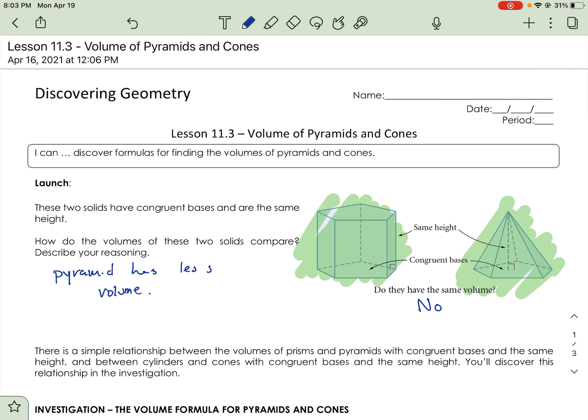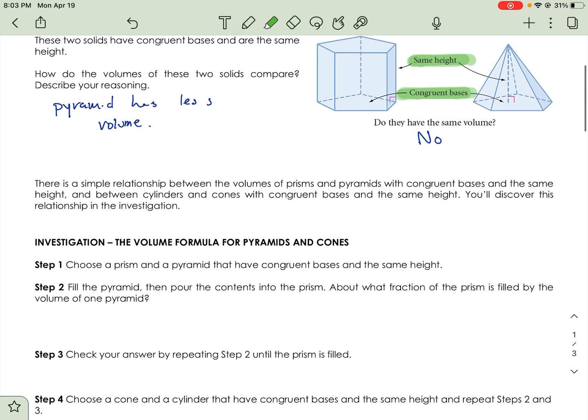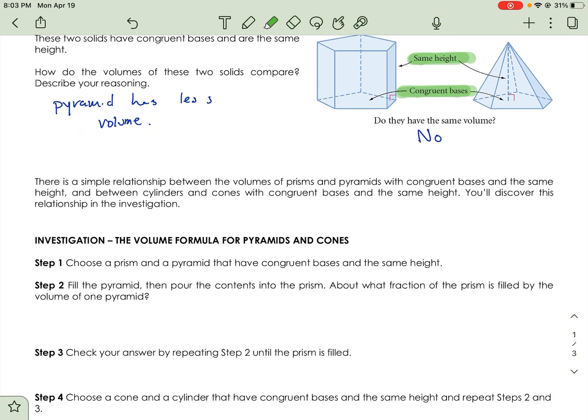Okay. So what we want to do is figure out what is the relationship between pyramids and prisms and cones and cylinders when they have the same base and the same height. Again, the relationship we're going to find is only true if the pyramid and prism and cone and cylinder have the same base and the same height. So we're going to skip over the investigation in these notes.